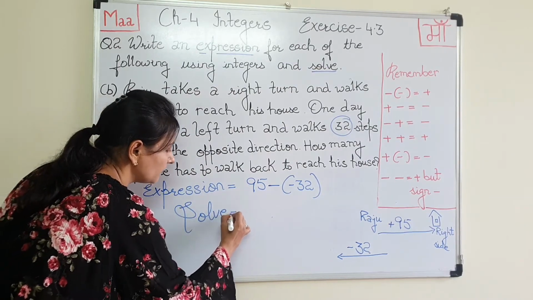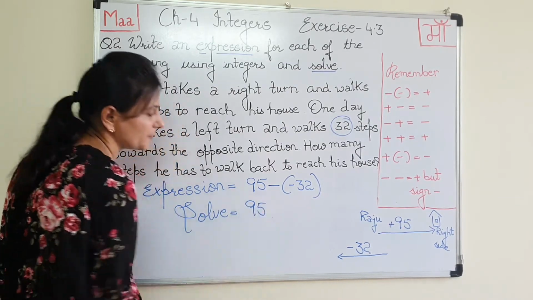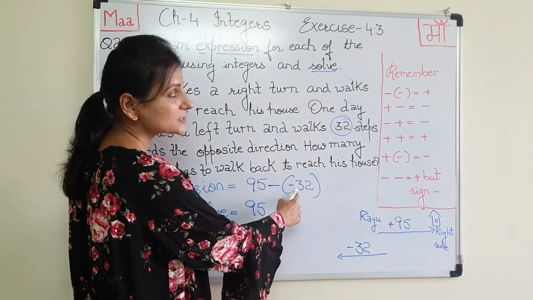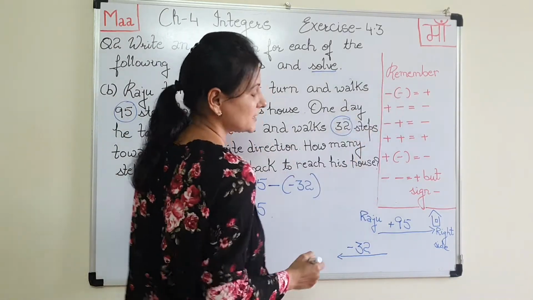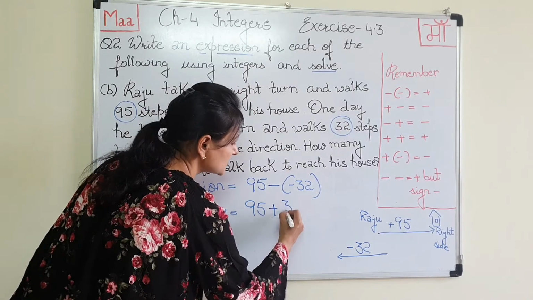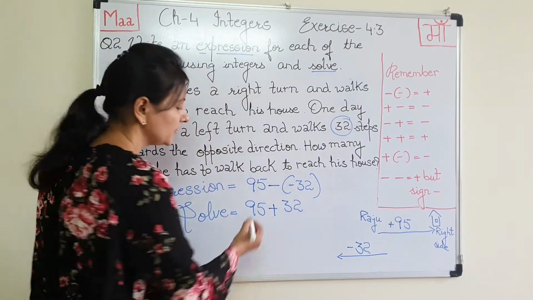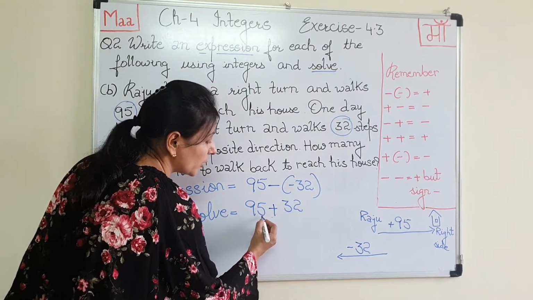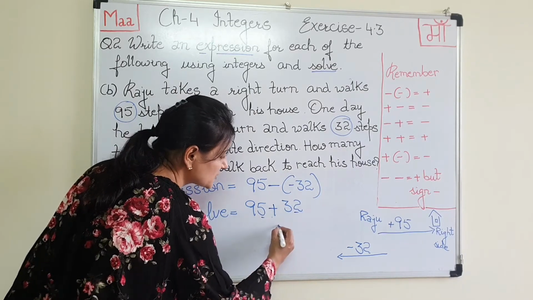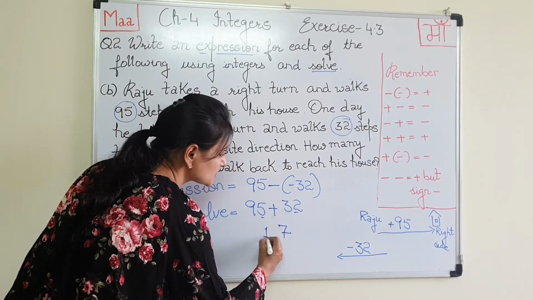See, for solving it you will open the bracket, minus outside and minus inside, minus outside minus inside, so it will become +32. Okay, now see, when you will add it, what will come? 5 plus 2 is 7 and 9 plus 3 is 12.